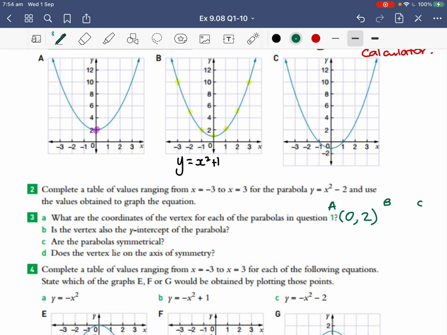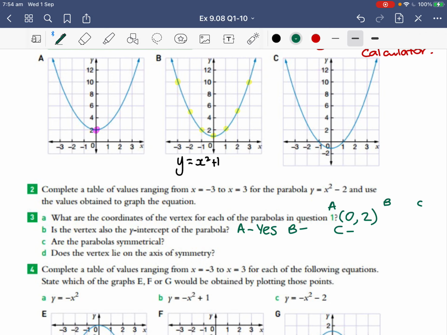Is the vertex also the y-intercept of the parabola? For A, remember I'm only doing A, you need to do B. Our y-intercept is whatever point runs on this line. For this one, our vertex, which is where our pink dot is, does intercept our y-axis. So it is yes for this case, and you will answer B and C.